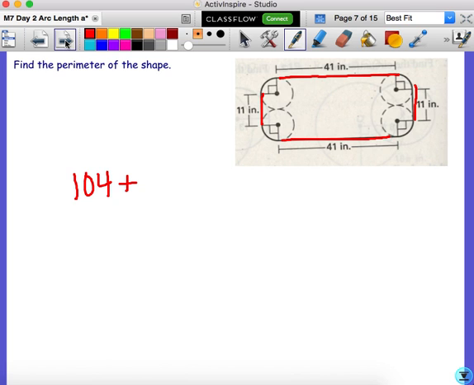Plus, I've got a quarter of a circle here, a quarter of a circle here, another quarter, and another quarter. So I have an entire circle, and they're all the same size, as far as I can tell. So I've got to figure out what is the radius of that actual figure. Well, because from here to here is 11, if I cut that in half, I've got equal parts on both sides. So 11 divided by 2 tells me that my radius is 5.5.